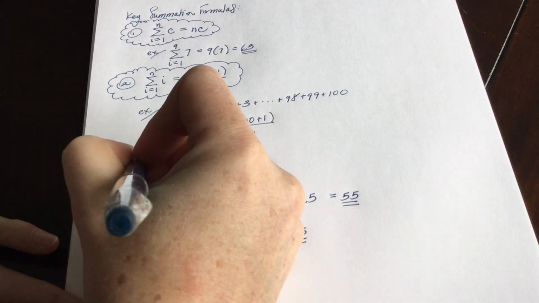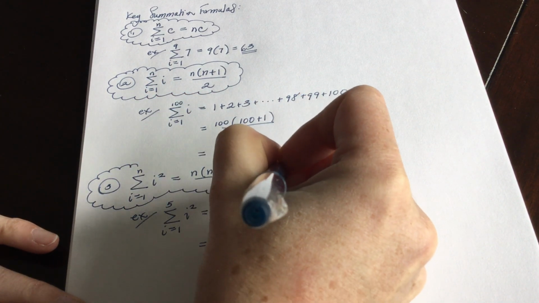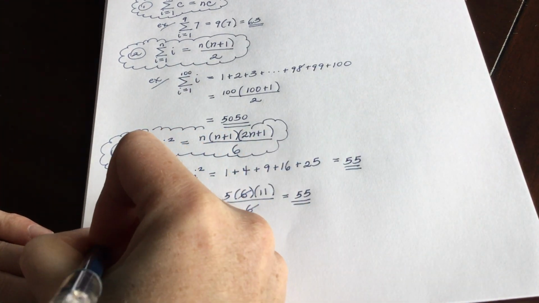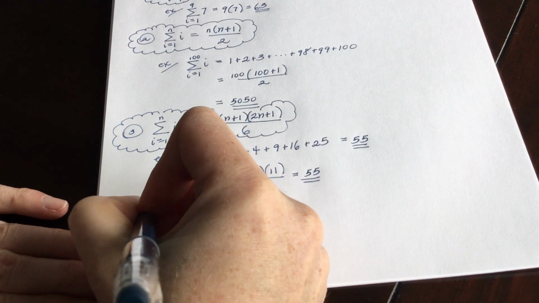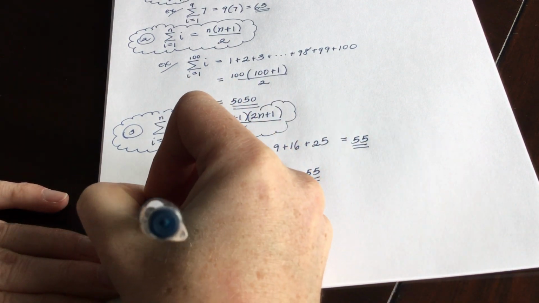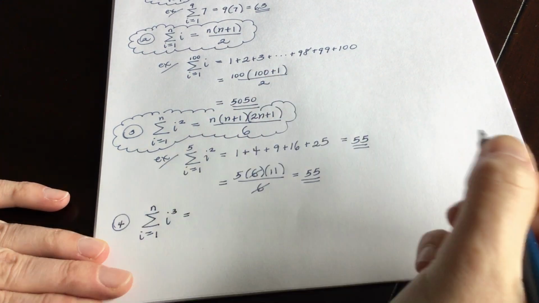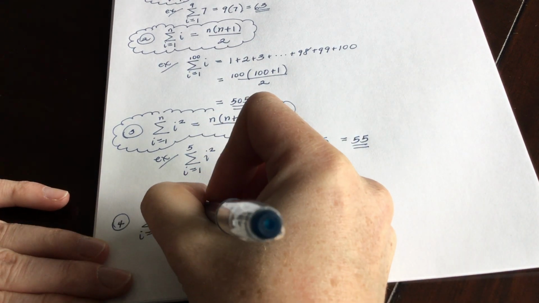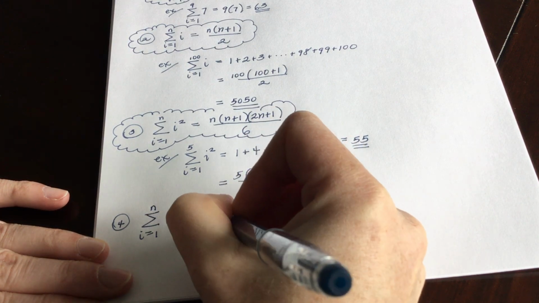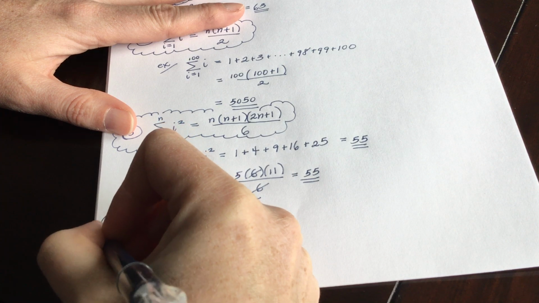Okay, so another little thing for you to memorize here. Fourth one: it's going to be the sum as i goes from 1 to n of i cubed. The formula here, let's see if you remember it, is n squared times the quantity n plus 1 squared, all over... do you remember? 4. Okay, memorize that.